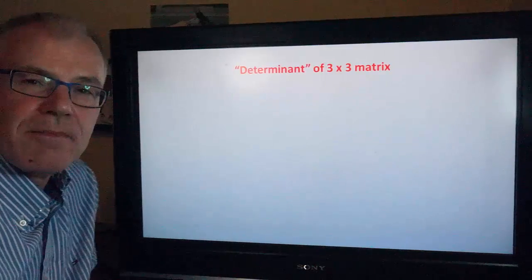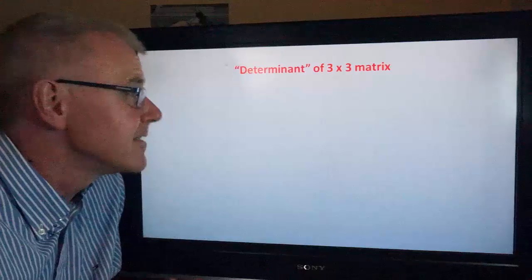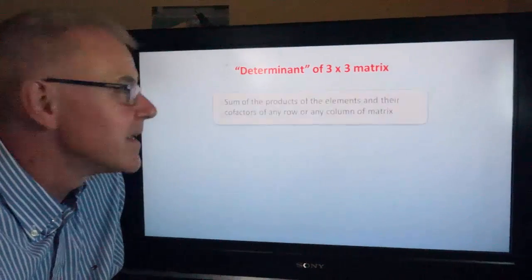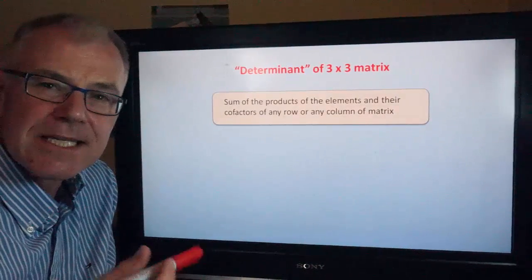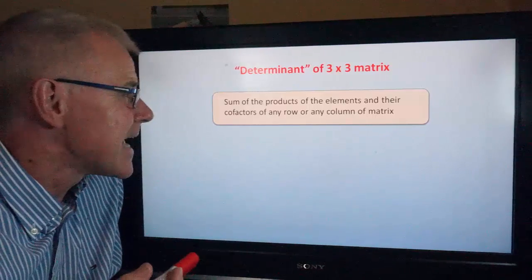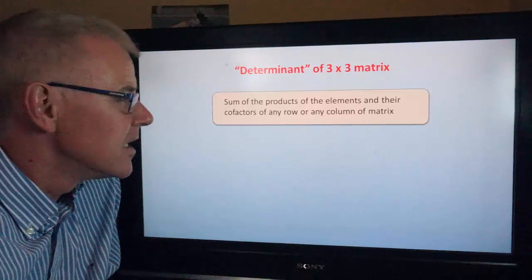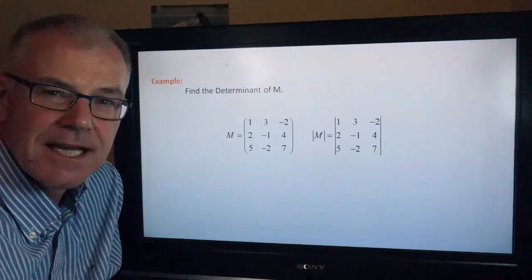So now we can talk about getting the determinant of a 3 by 3 matrix. And the determinant of a 3 by 3 matrix is obtained by getting the sum of the products of the elements and their cofactors of any row or any column. So this is best seen by means of an example.